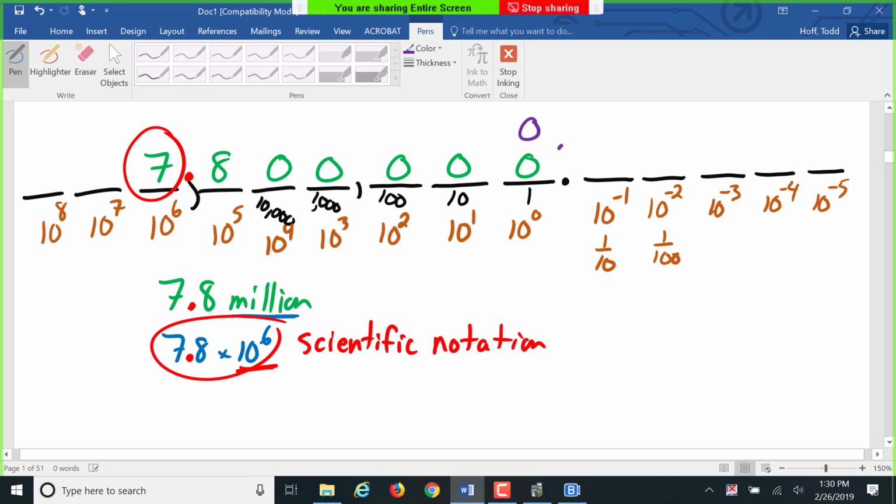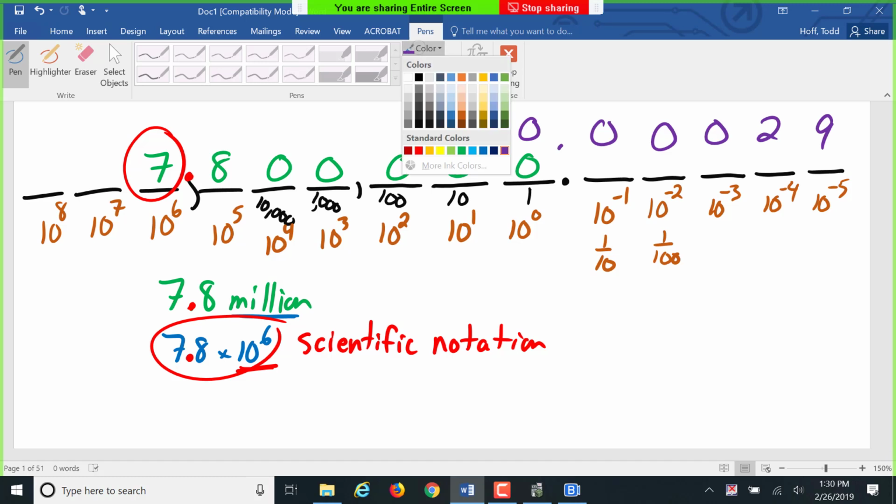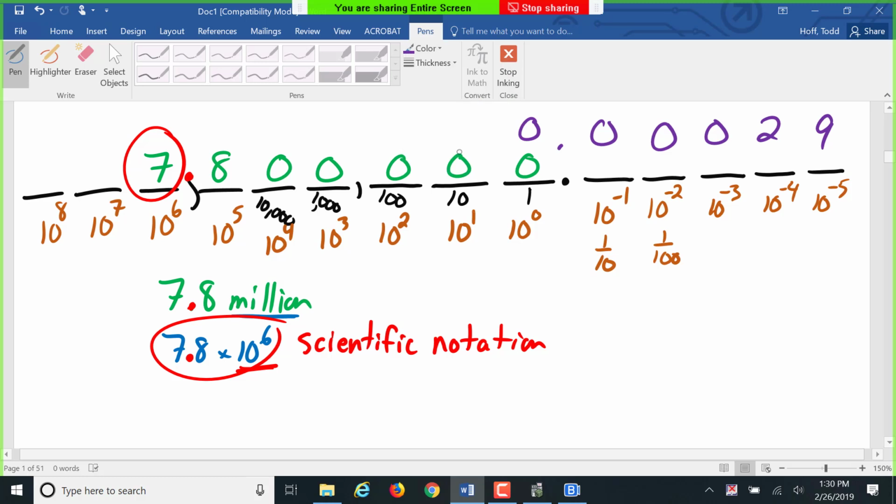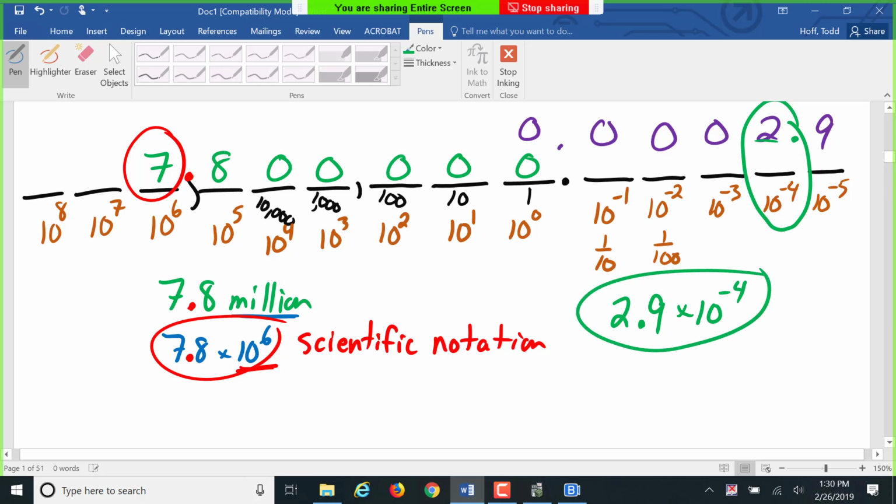So if I have like 0.00029, my first non-zero digit there is the 2. So I'm going to move my decimal point so it's after the 2. So 2.9 is what that becomes. The place value that the 2 is in is 10 to the negative 4th. That is what our scientific notation is telling us. That's what it means. Now, obviously, we don't want to have to write out our place values like this every time we convert numbers in and out of scientific notation.